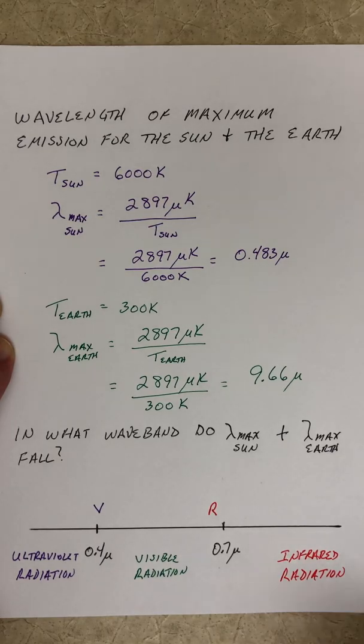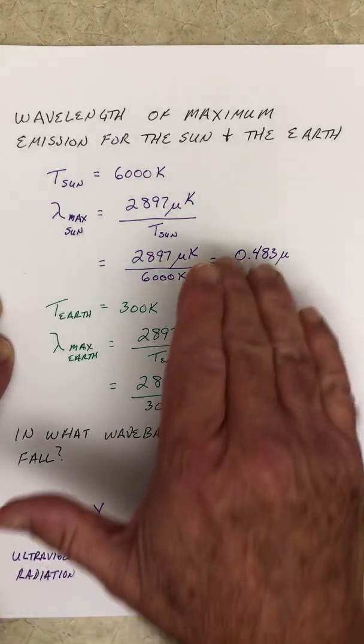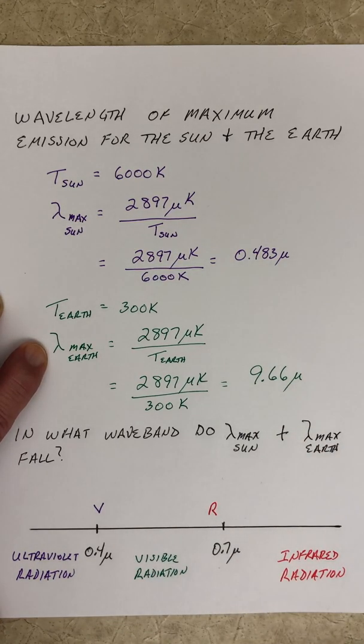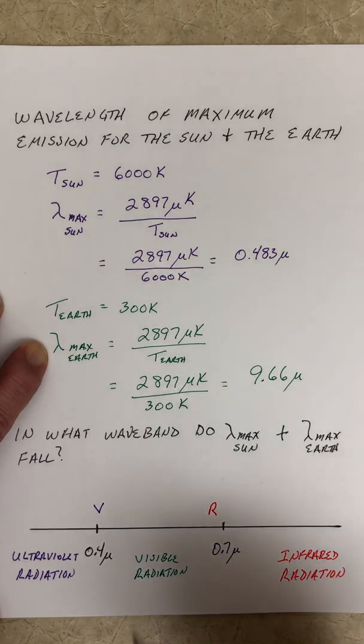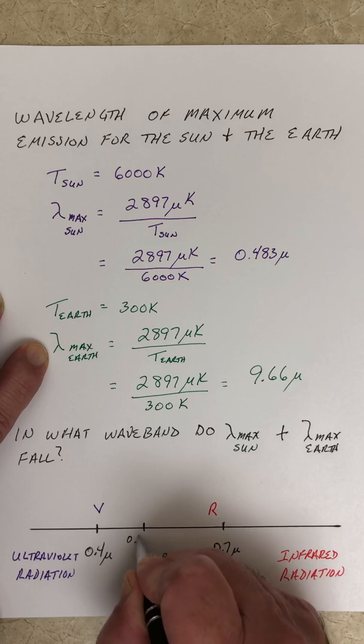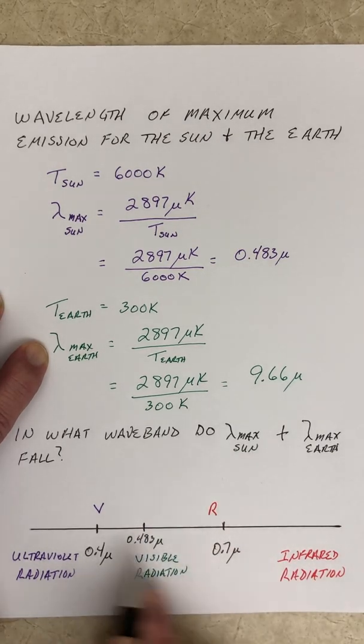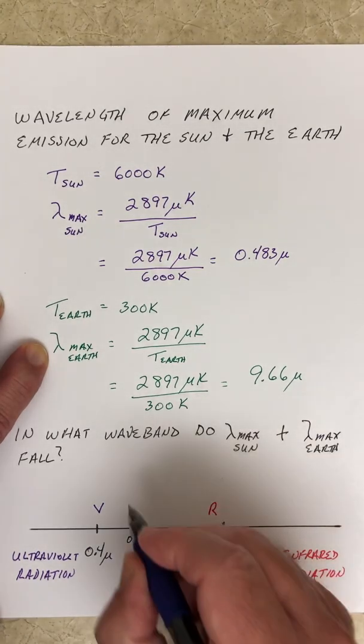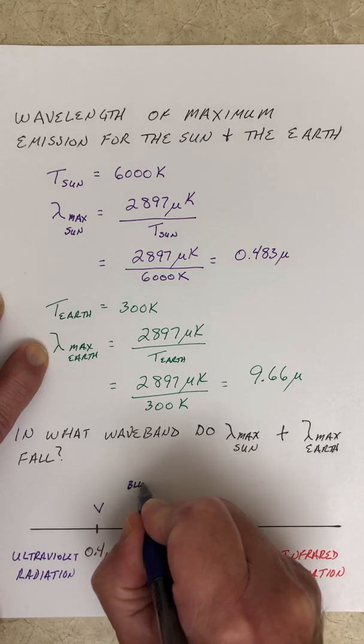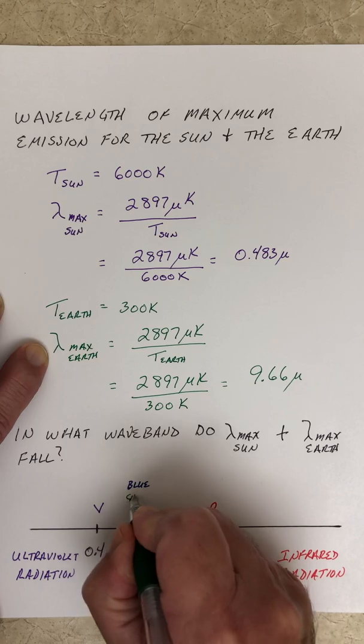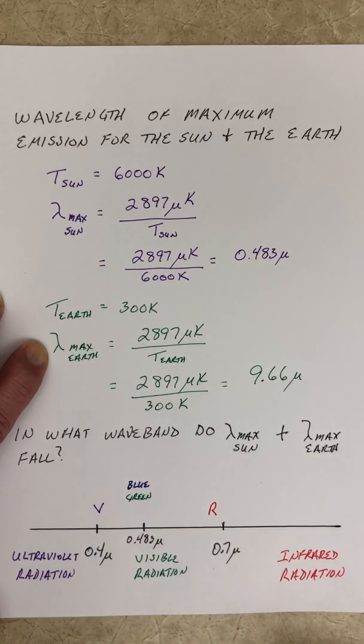Okay? So if we take a look at the two wavelengths of maximum emission, what wavelengths of energy does the sun emit, and what wavelengths of energy does the Earth emit the most of? It turns out that 0.483 microns falls in the visible wavelengths. In particular, 0.483 is kind of in the bluish to green range, so kind of a blue-green. You might have heard that the Earth is the big blue marble in the solar system, and part of that is based on the energy given off by the sun, the wavelength of maximum emission.